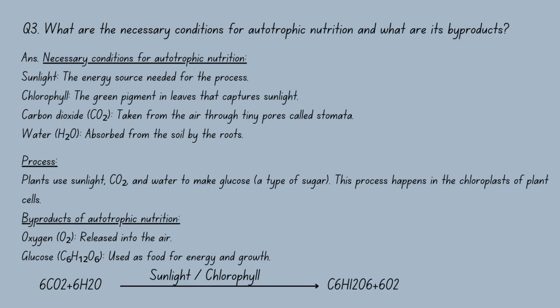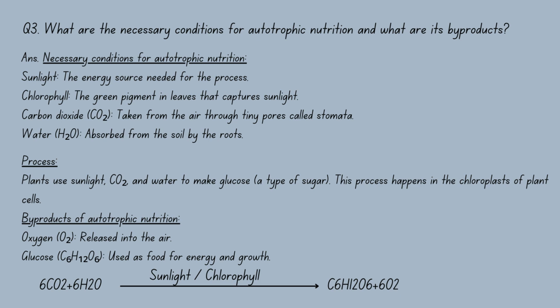Question 3. What are the necessary conditions for autotrophic nutrition and what are its byproducts? Let's discuss its answer. The necessary conditions for autotrophic nutrition are sunlight, the energy source needed for the process; chlorophyll, the green pigment in leaves that captures sunlight; carbon dioxide, CO2, taken from the air through tiny pores called stomata; water, H2O, absorbed from the soil by the roots.